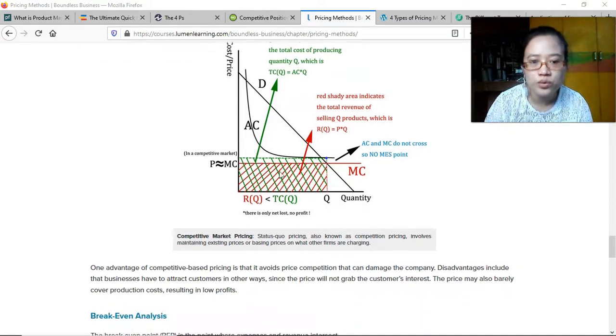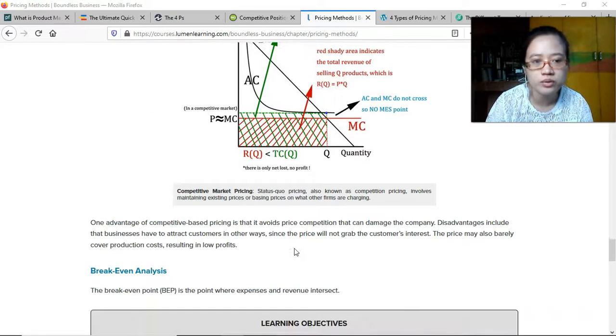Status quo pricing, also known as competition pricing, involves maintaining existing prices or basing prices on what other firms are charging. Maybe later I would explain this. One advantage of competitive pricing is that it avoids price competition that can damage the company. Disadvantages include that the businesses have to attract customers in other ways.